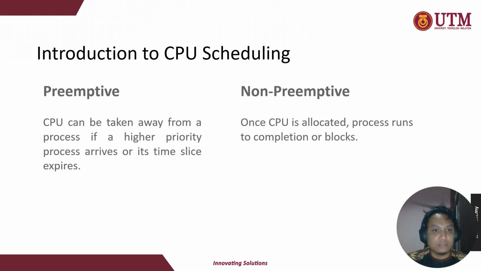And then we break down to preemptive and non-preemptive scheduling. For preemptive, the CPU can be taken away from a process if a higher priority process arrives or its time slice expires. For non-preemptive, once the CPU is allocated, the process runs to completion or blocks.